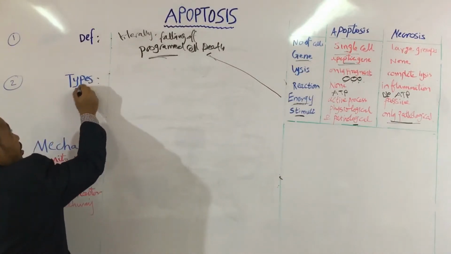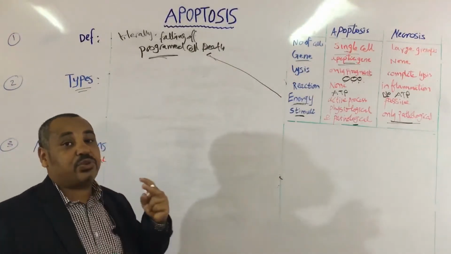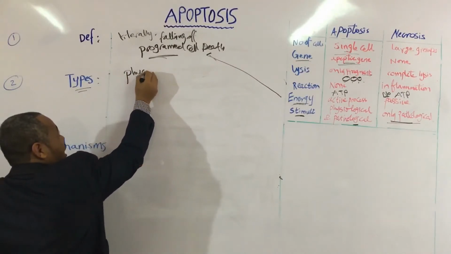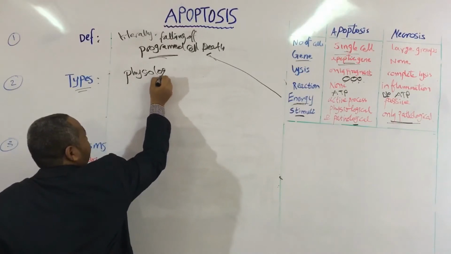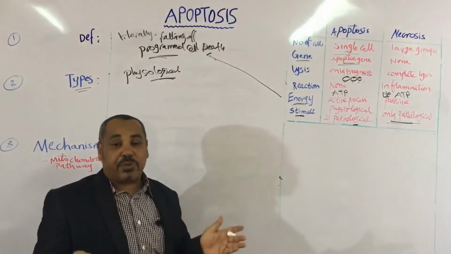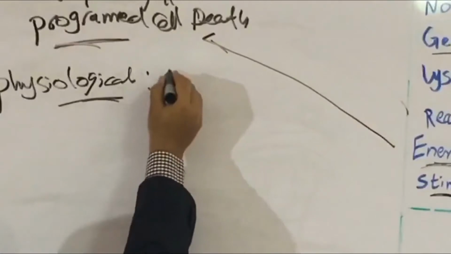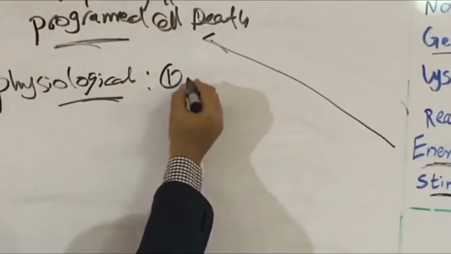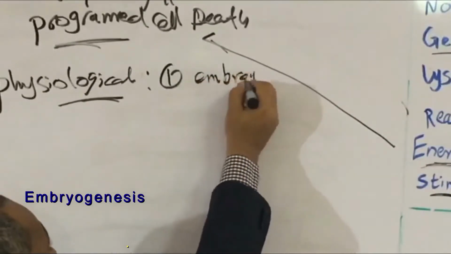Let us go over the next point, also a very important point: types of apoptosis. Actually, we have two types. Number one, physiological apoptosis. When we say physiological apoptosis, we mean that this is a normal process which takes place in the tissue. For example, embryogenesis, that is to say, embryo formation, is one of the processes in which apoptosis takes place physiologically.